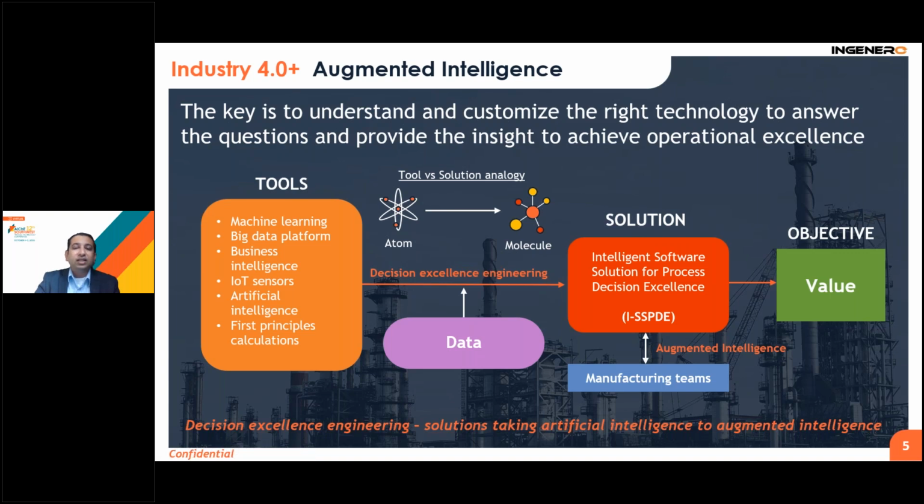iSpeed. This real-time solution converts raw data into a useful solution on a live basis and provides augmented intelligence to manufacturing teams, which helps them on a real-time basis to drive changes, make a difference in the operations, identify deviations, make solutions, and based on that, drive changes which lead to final value capture. And in this overall process, the most important step is the decision excellence engineering step, which converts data into augmented intelligence.